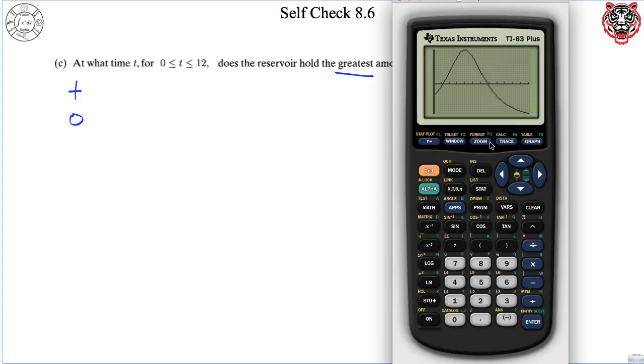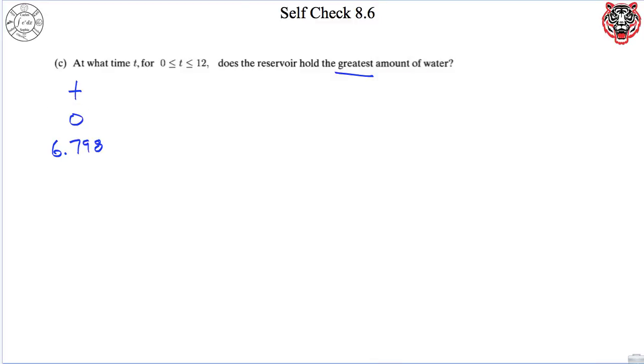So to find that value, I do second calc, 0, so hit 2, and I want to go, sure, left boundary good there. Let's do, I don't know, 10 and something in between there, 9. And we find the 0 is 6.798. So those are our times, and then now we need to calculate the amount of water.